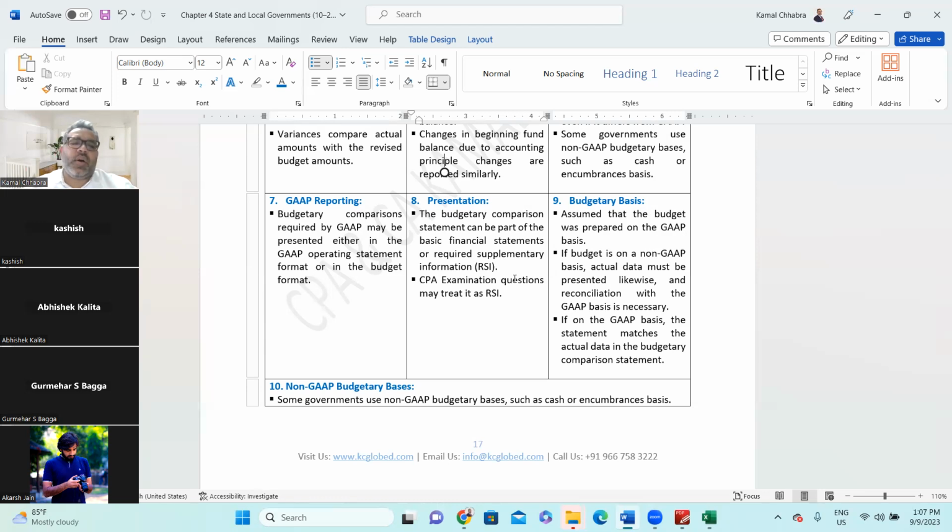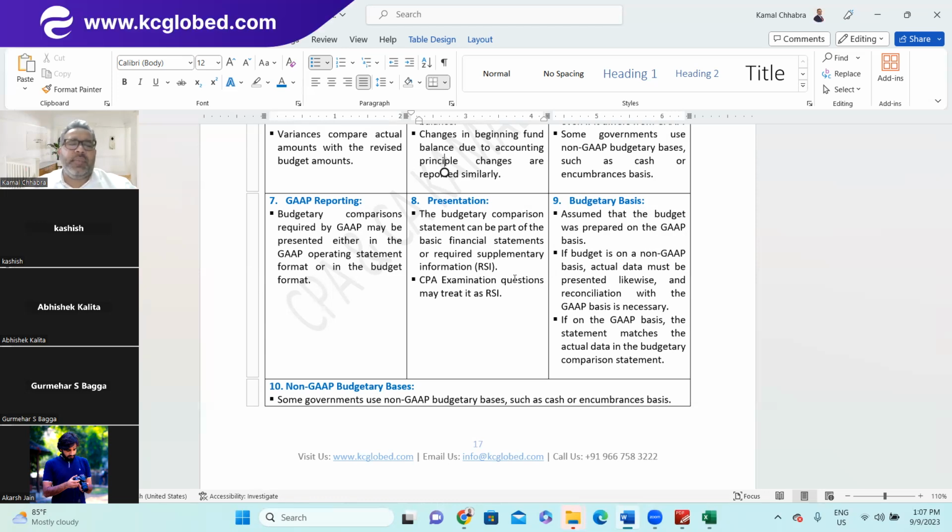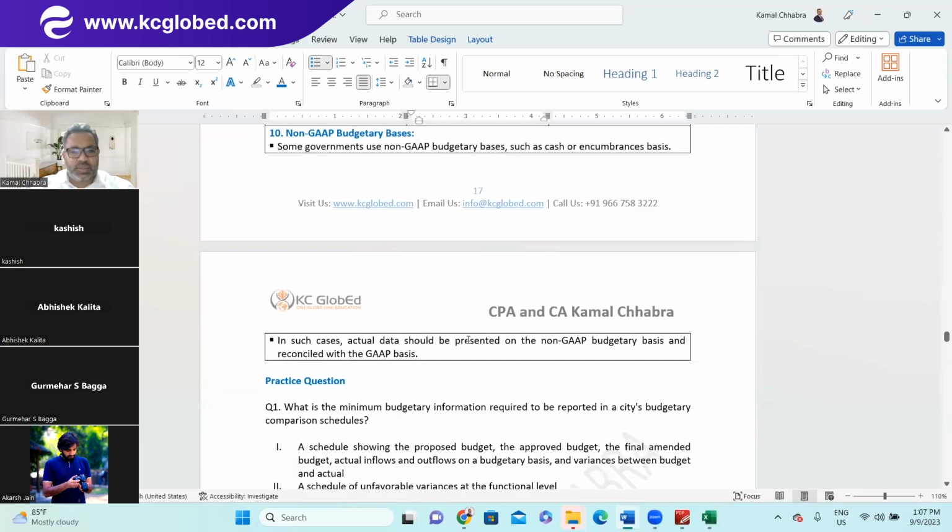The last one is non-GAAP budgetary basis. Some governments use non-GAAP budgetary basis such as cash basis or encumbrance basis, but they have to make a reconciliation with GAAP. That is also required. In such case, actual data should be presented on a non-GAAP budgetary basis and a reconciliation with GAAP is required.